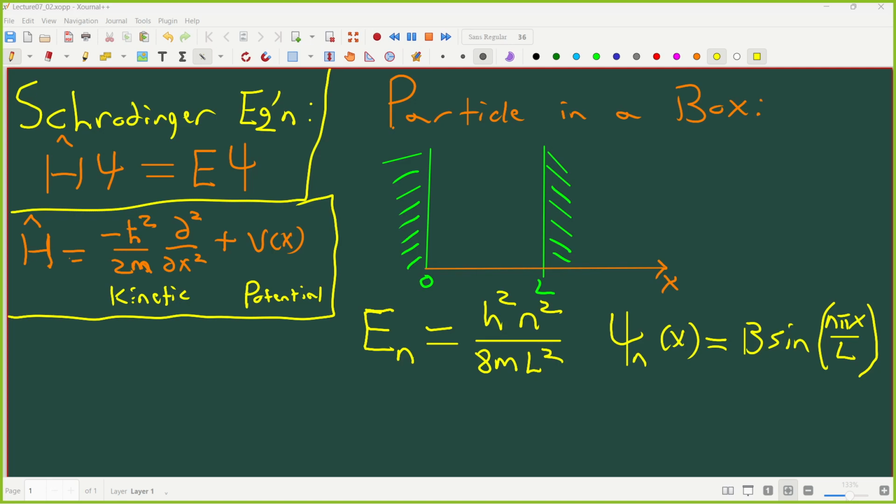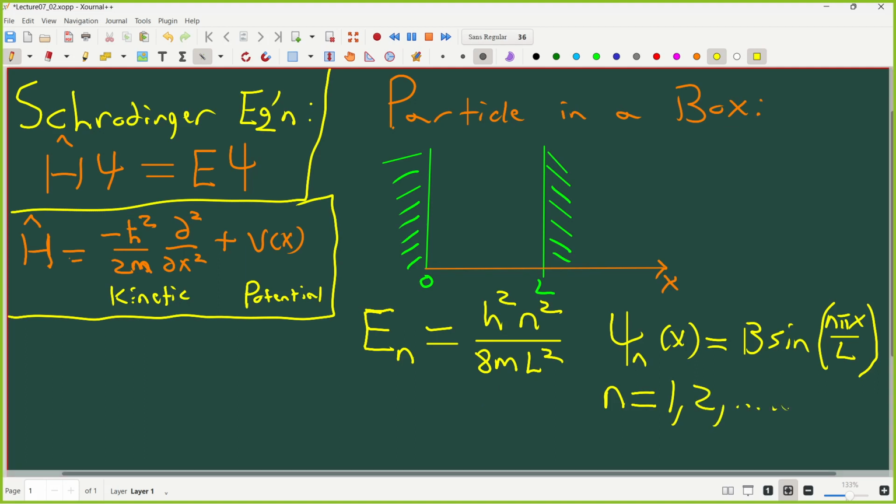We ended class with the result that for this system, the wave function is a sine wave. Our system is represented by a sine wave that's quantized by the number n, and n has to be an integer. n is going to be 1, 2, onward and onward. It can't be anything else. You may wonder, why is 0 not included here?